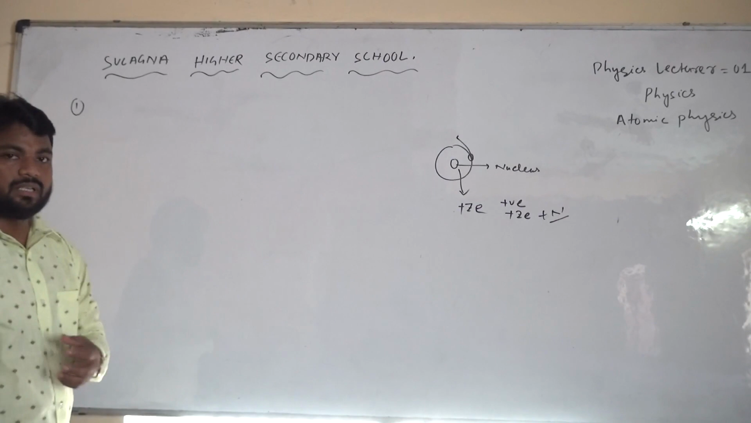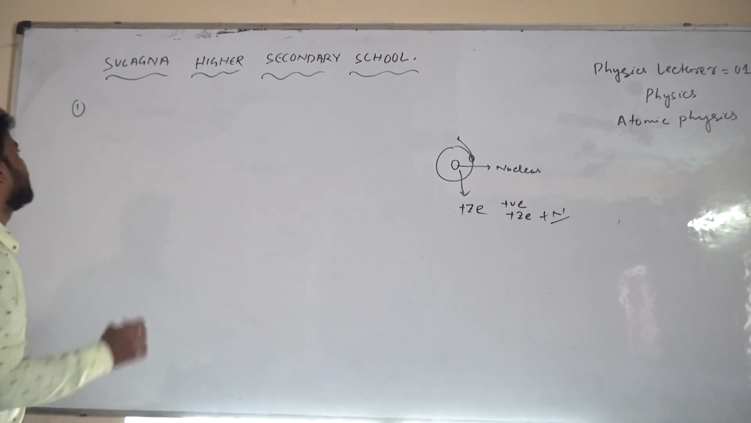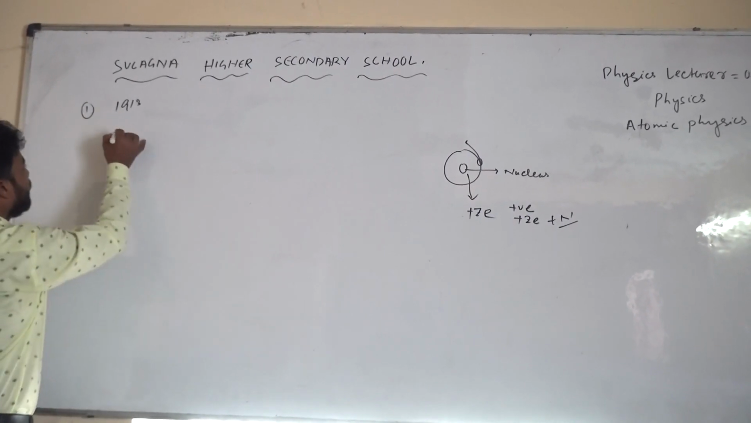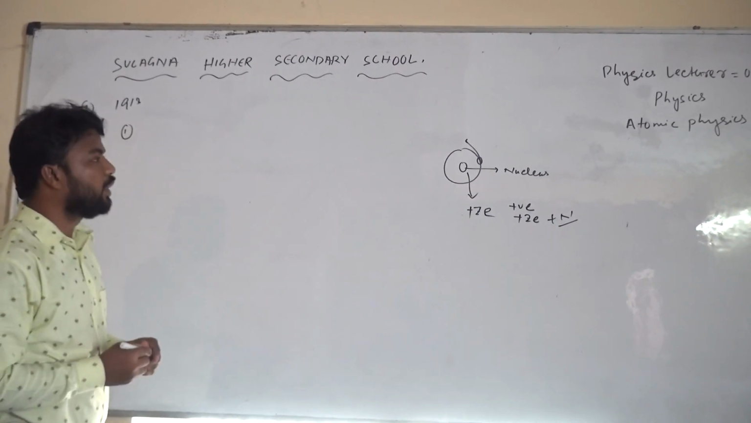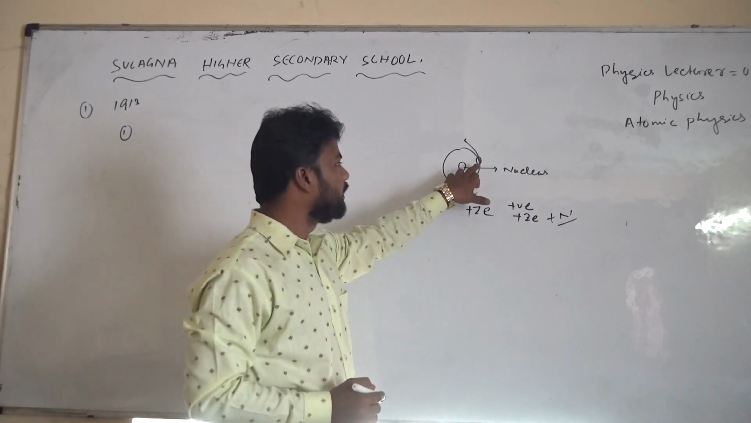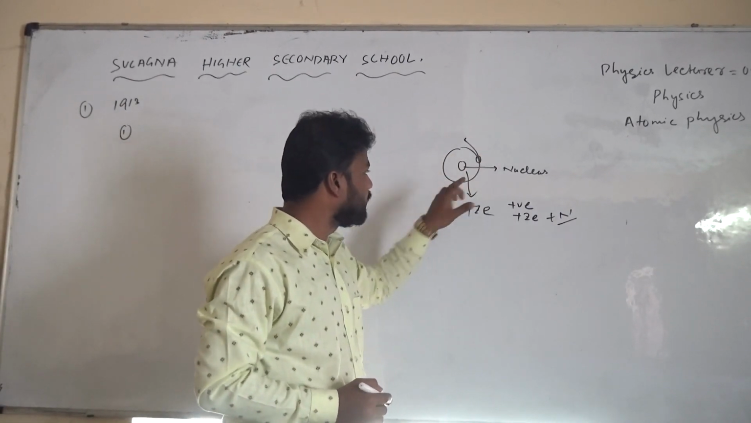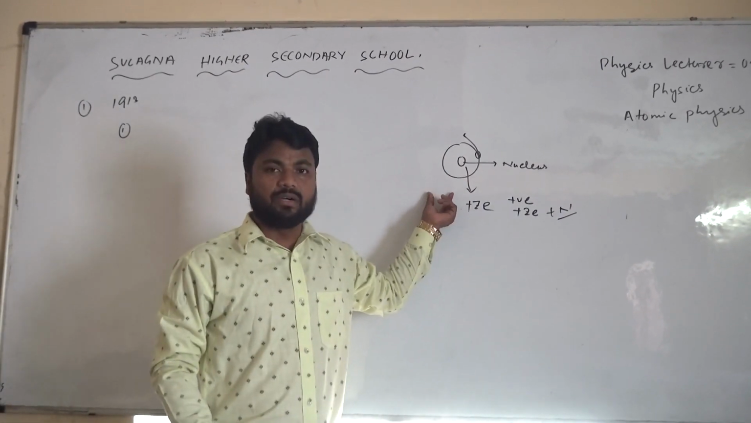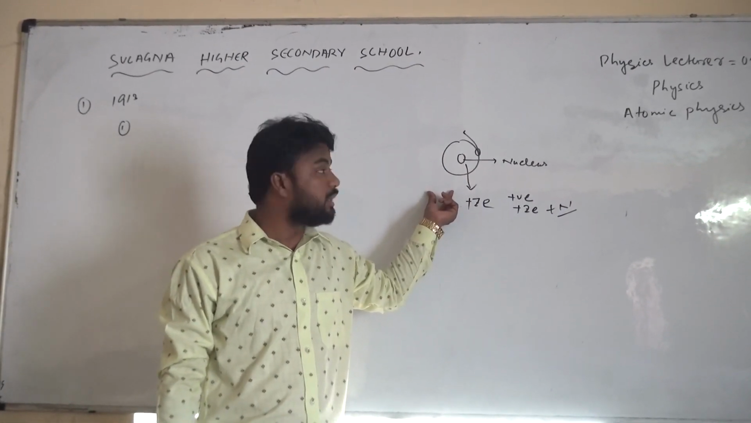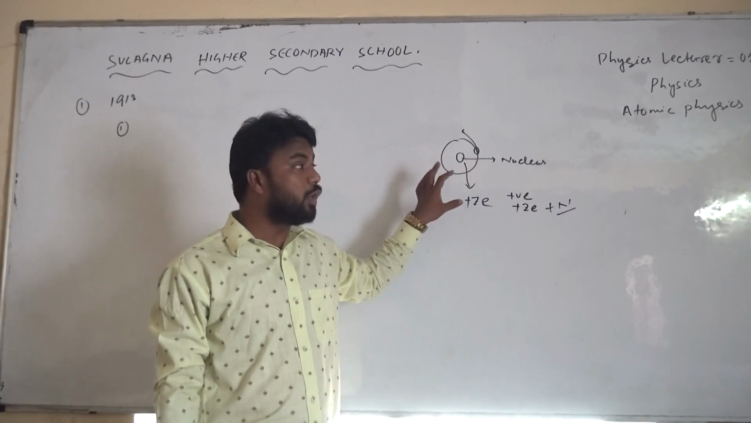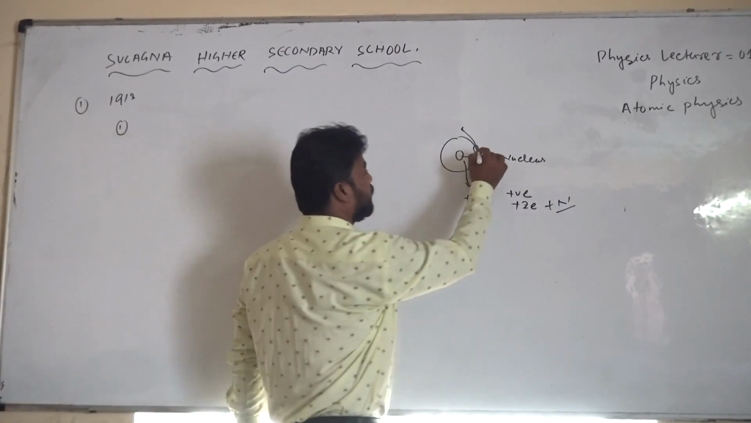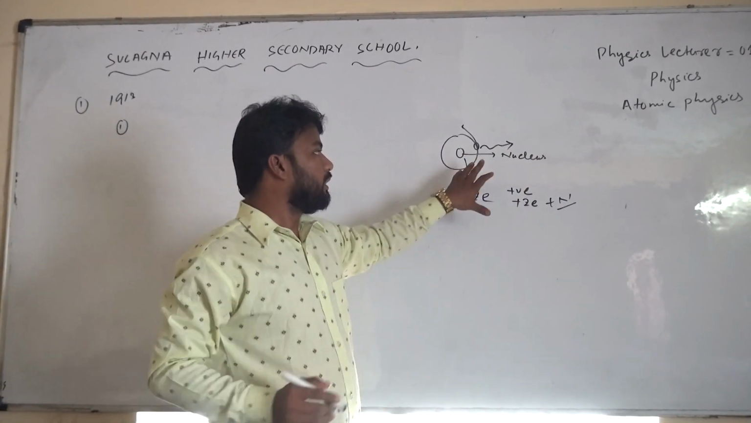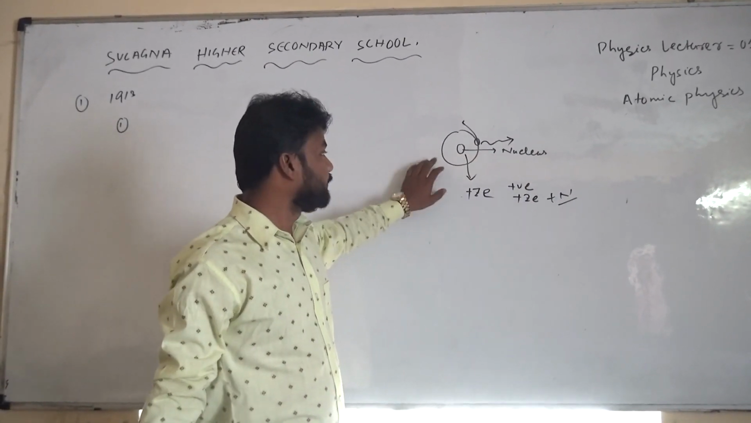Now Bohr gave his atomic model in 1913. The first postulate is that when an electron revolves around the nucleus in a stationary orbit, at that time the electron doesn't radiate any energy or electromagnetic radiation.